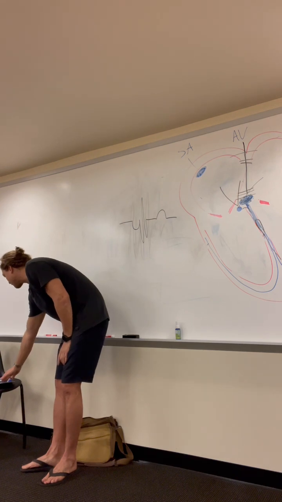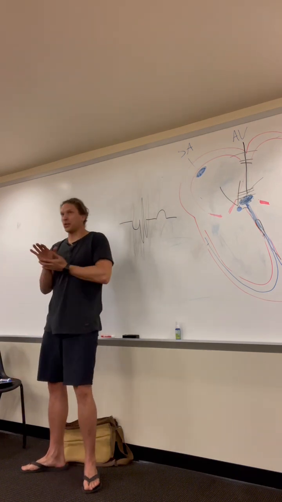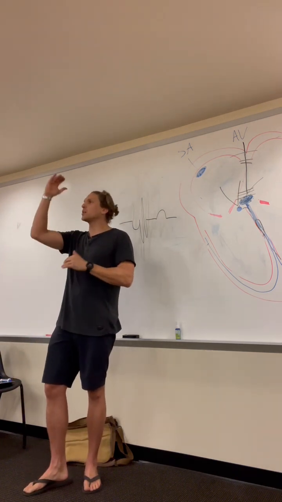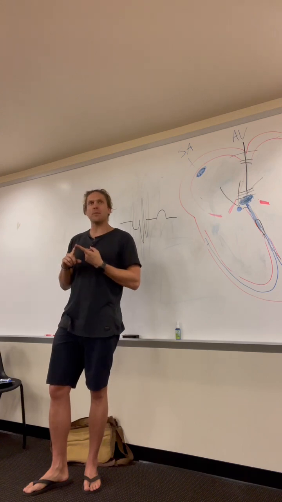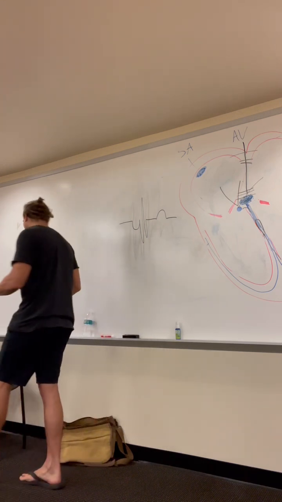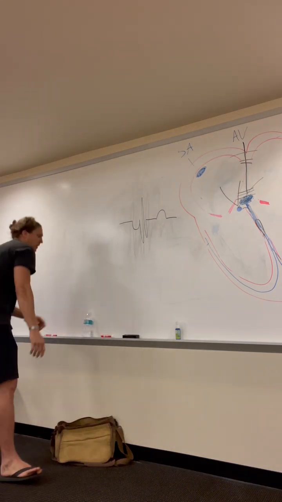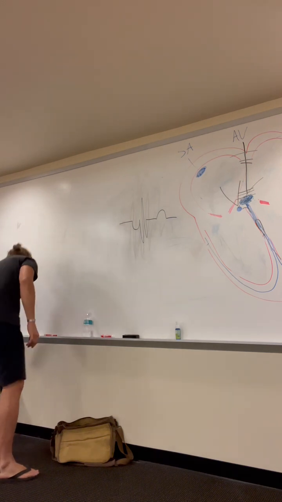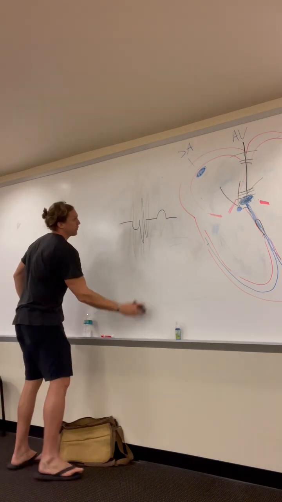Now to second degree, type 1. I don't like the poem that's in the book. I just remember type 1 likes to run. So second degree, type 1, the QRS runs away from the P wave.